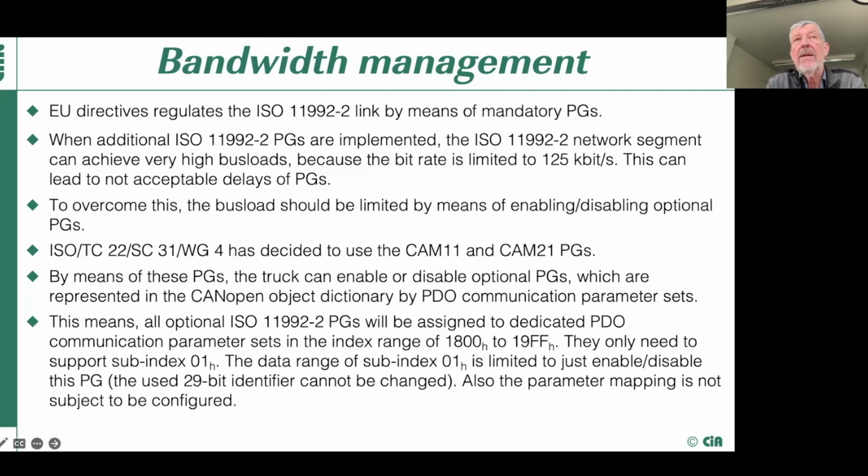And we have also a bit there where we can enable or disable the transmission of this parameter group. So what we just need to do is specify in the range of 1800 hexadecimal to 19FF hexadecimal and assign the PGs to PDOs, to PDO parameter sets. And then we just can disable or enable things.